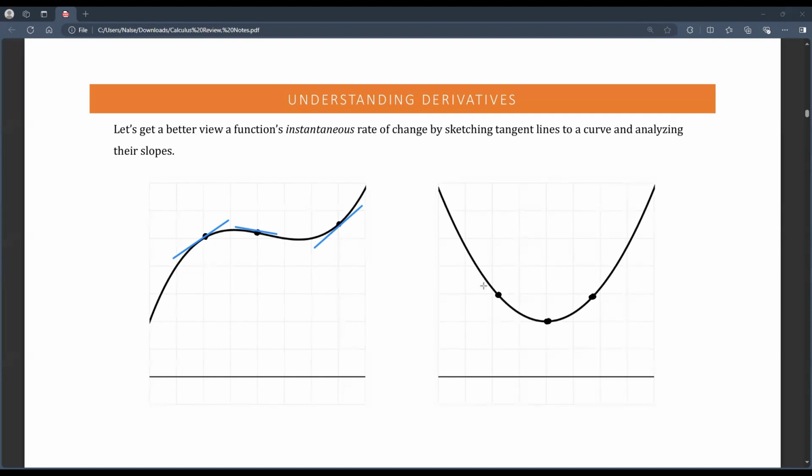If we look at the curve on the right, we see that a tangent line would have a negative slope at the leftmost point, a positive slope at the rightmost point, and 0 at the middle point at the very bottom of the curve. Based on this discussion, you should be able to see when the curve has a slope that is negative, positive, or 0.